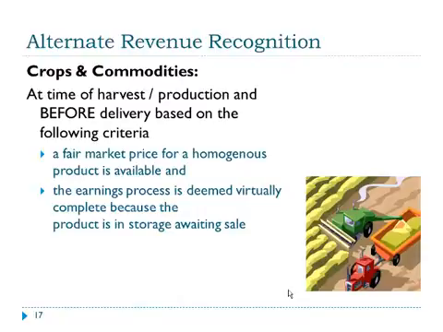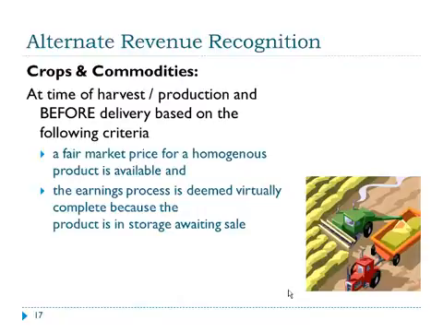There's an alternate revenue recognition policy for crops and commodities. At the time of harvest or at the time of production of the commodities and before delivery, revenue recognition can sometimes take place. It's based on the following criteria. A fair market price for homogeneous good is available, and the earnings process is deemed virtually complete because the product is in storage awaiting sale.